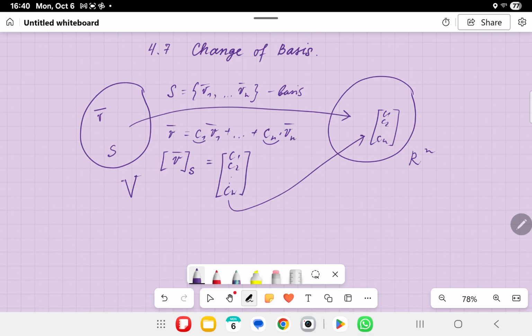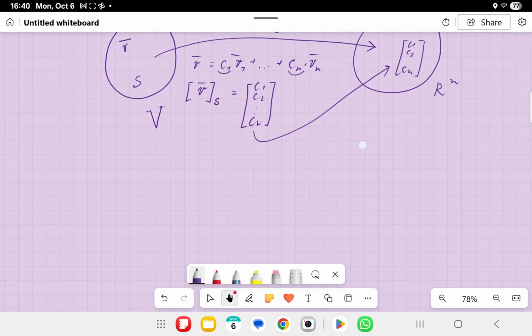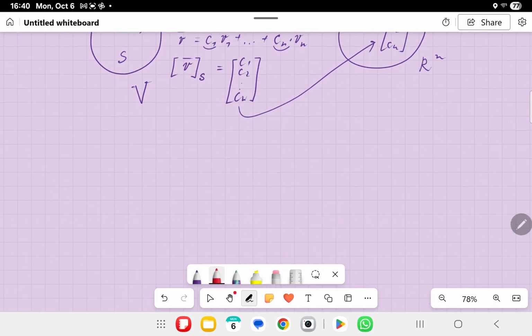Now, what is the problem with change of basis? Imagine that we have vector space V, and in this vector space we have two different bases. Basis S, I'm going to call the old basis, and basis S tilde, I'm going to call the new basis. No matter what the basis in the space is, it's going to have the same number of vectors. If we have n vectors here, we're going to have n vectors here.